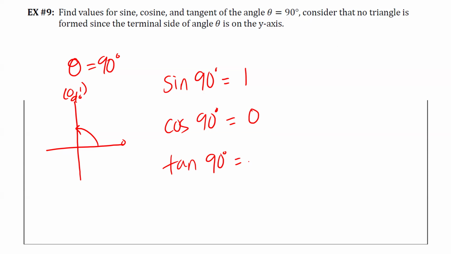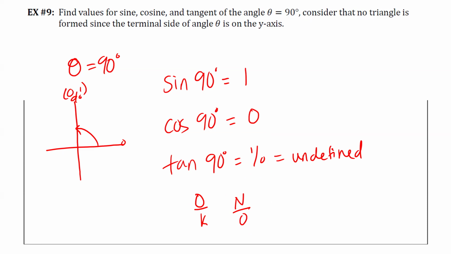And tangent is y over x. So that's 1 over 0. That is undefined. Remember, it is okay for 0 to be in the numerator, but it is a no-go for 0 to be in the denominator. Okay in the numerator, we equal 0. No-go in the denominator, it is undefined. Got it? So our 0 is in the denominator, which is what made it undefined.